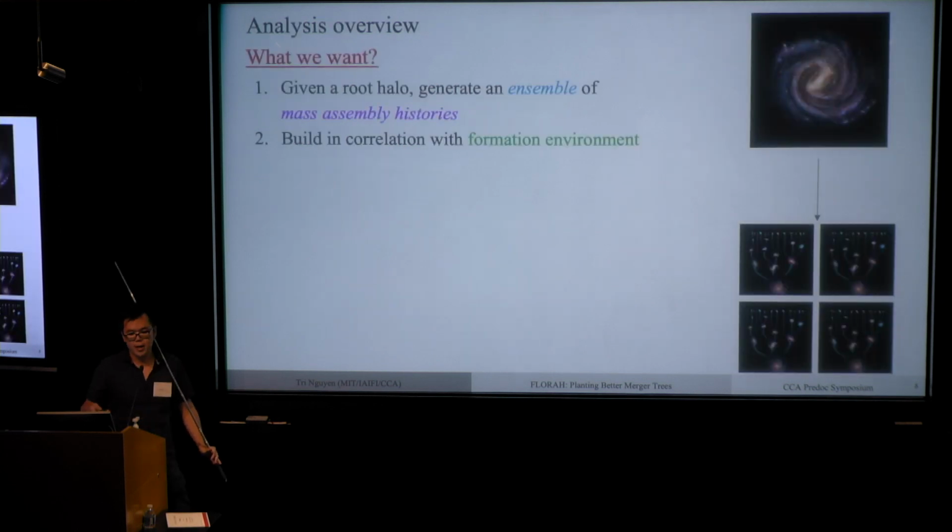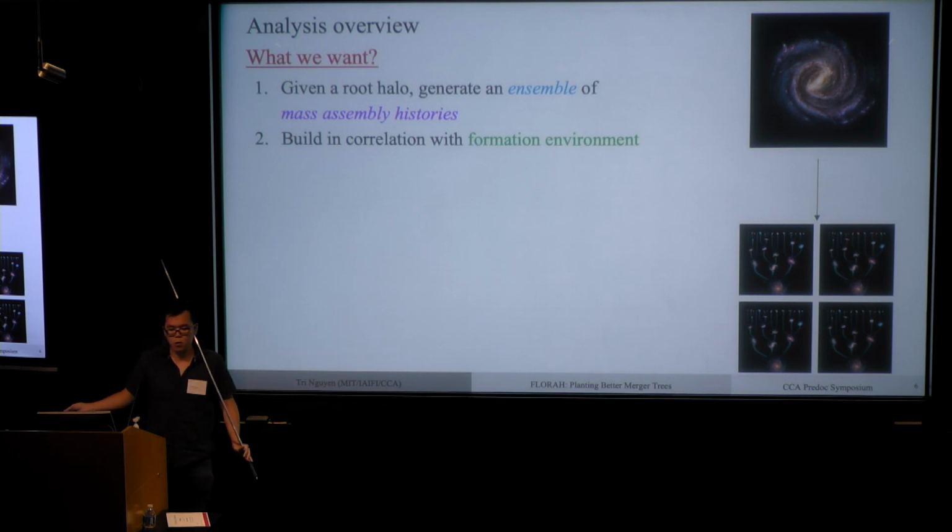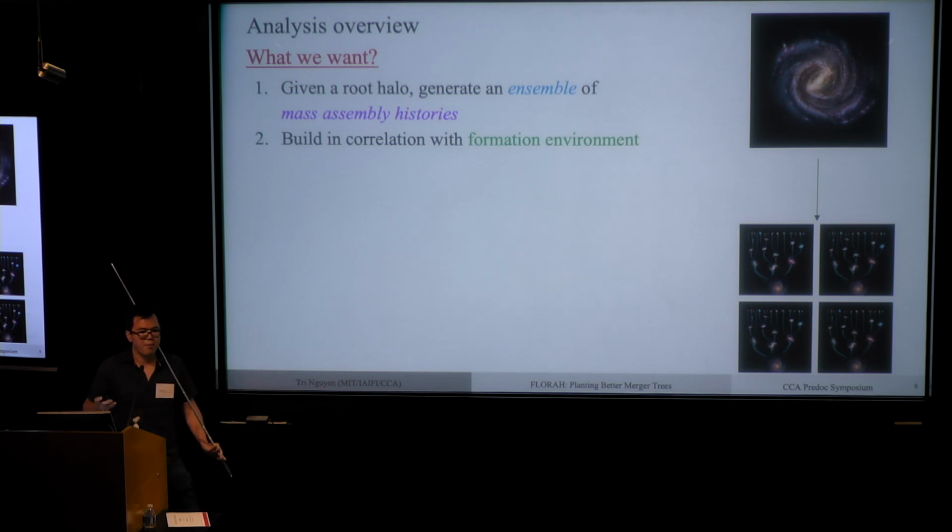So an overview on analysis, what do we want? Given a root halo, so given the Milky Way, for example, I want to generate an ensemble of mass assembly histories, an ensemble of merger tree branches, because merger trees are inherently random. If I give you a Milky Way in a different location of the universe, they might not have the same satellite or the same formation history. So you want to model the entire population of them. And the other thing that we want is a model that's flexible enough that we can build in all the correlation with the formation environment and all their variables as well.